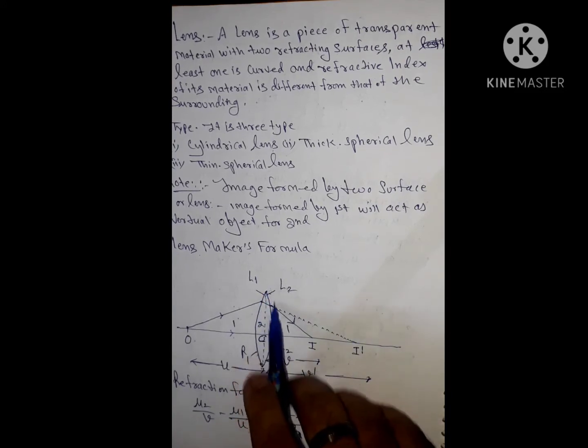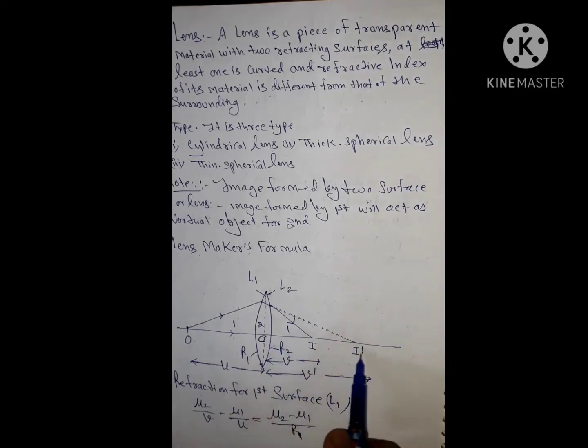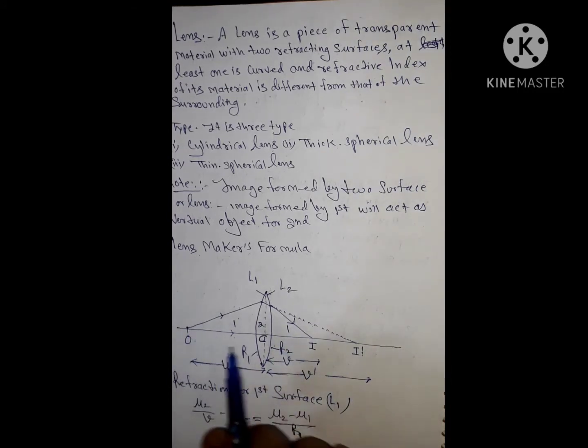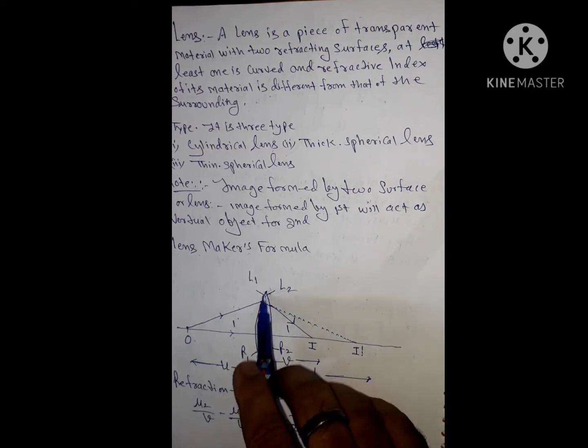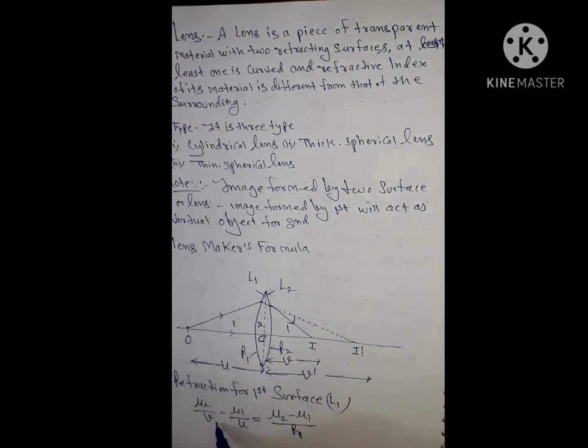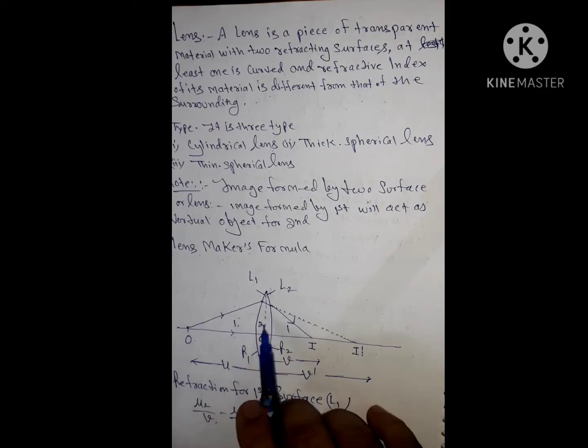Now for the refraction at the L2 surface, the image of the object O will behave like a virtual object for the L2 surface. Now using the formula for refraction through a curved surface, because refraction is occurring at the curved surface, mu2 upon v minus mu1 upon u is equal to mu2 minus mu1 upon R. This is the first medium, the second medium, and this is again the first medium.